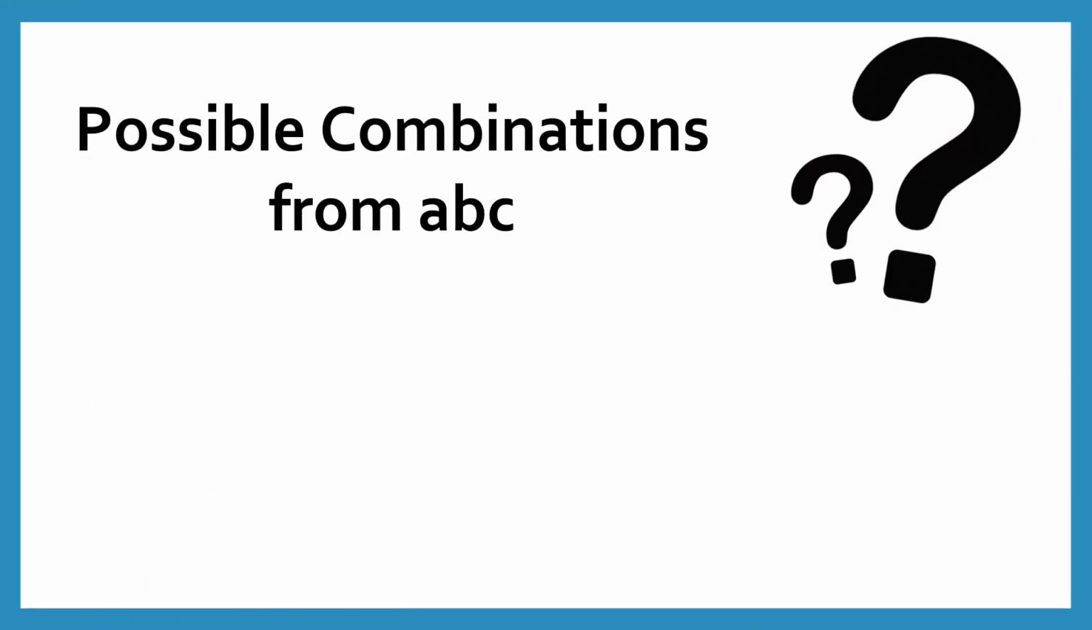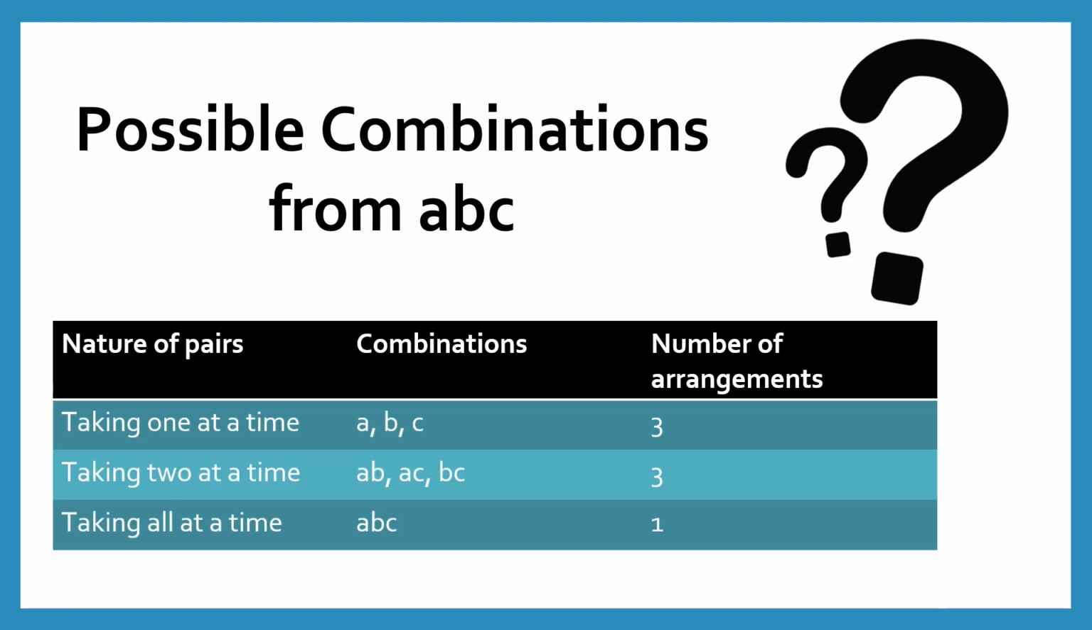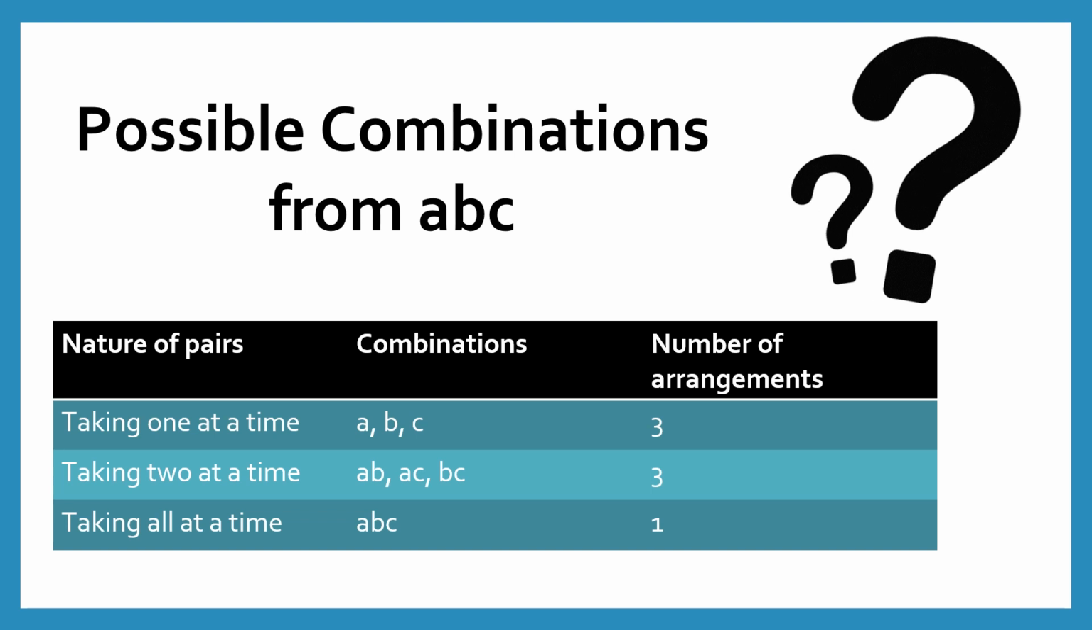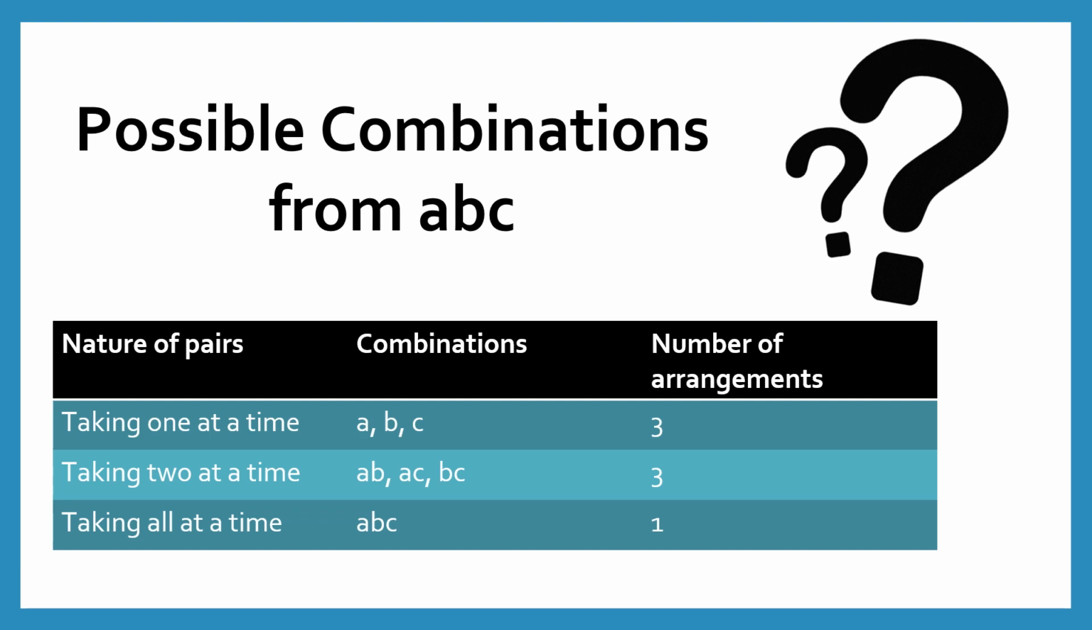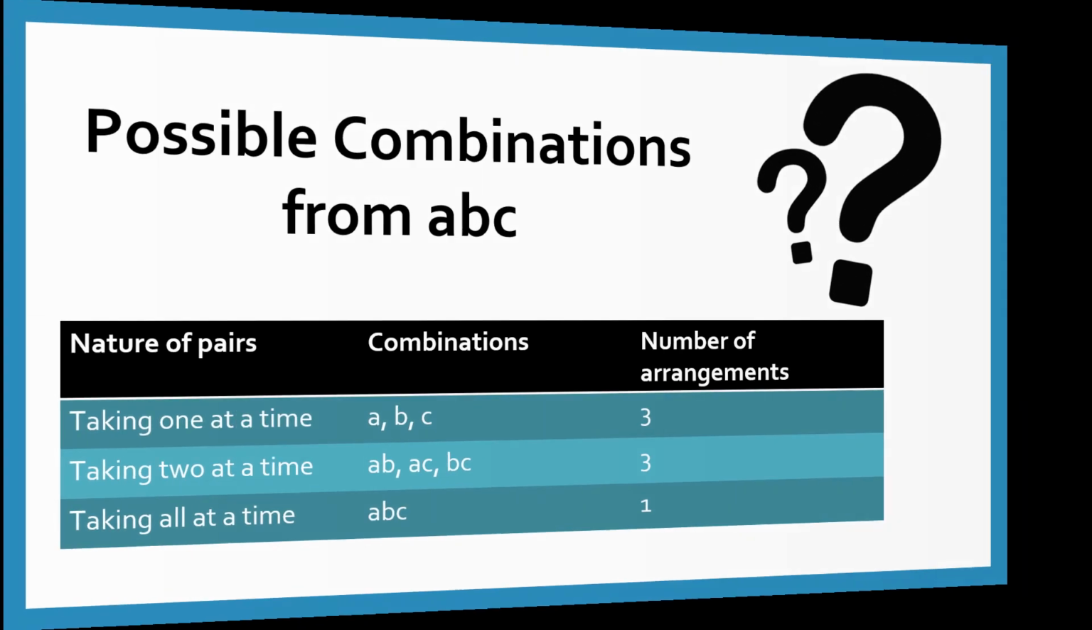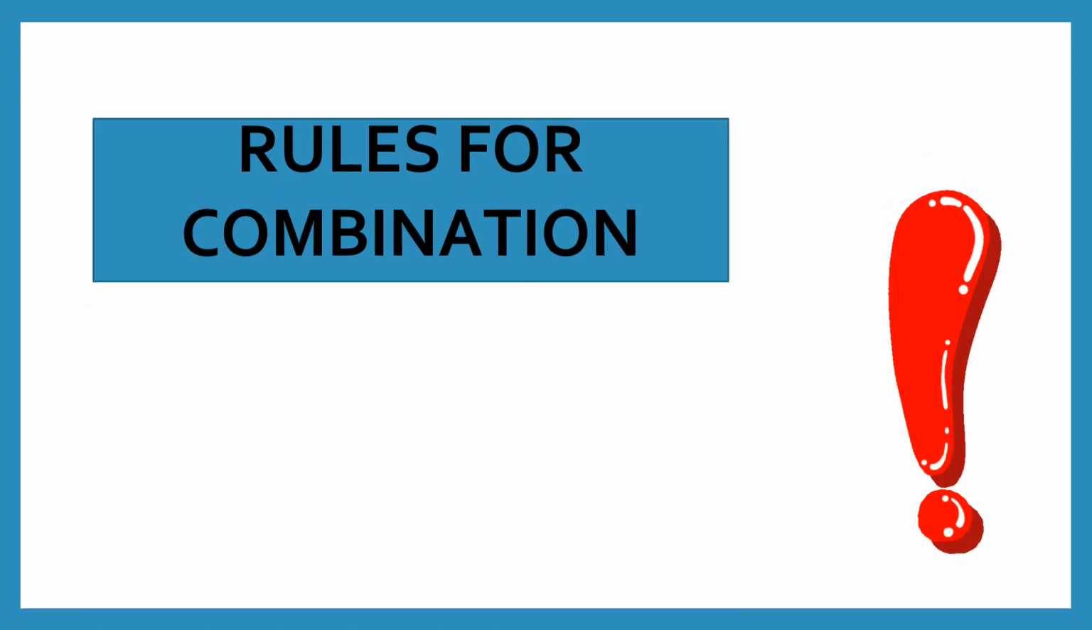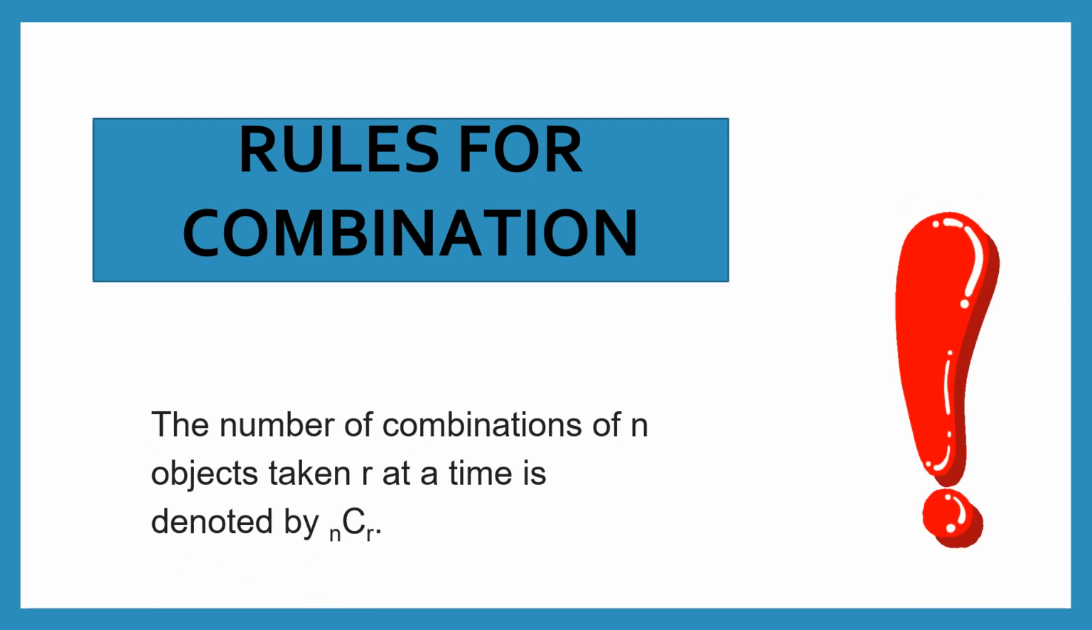Now, possible combinations from A, B, C. The number of pairs, the combinations, and the number of arrangements are shown. Rules for combination. From the above analysis, the rules of combinations may be outlined as follows. The number of combinations of n different things taken r at a time is denoted by nCr.